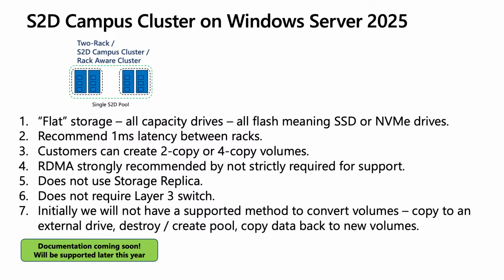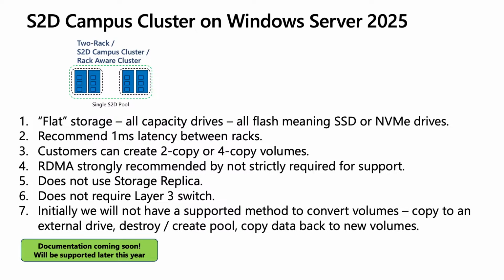I strongly recommend RDMA network cards in these systems, although it's not strictly needed. The campus cluster will work just fine on non-RDMA NICs, but the problem with non-RDMA is that it'll use more CPU, and your throughput is going to be lower. This topology doesn't use Storage Replica and doesn't require a layer 3 switch. Initially, we won't have a way to convert volumes, so you'll have to copy things off. So upgrades from existing campus clusters will be harder. I should note this feature is also known as a rack-aware cluster in Azure Local, so check with the Azure Local team for specific guidance.